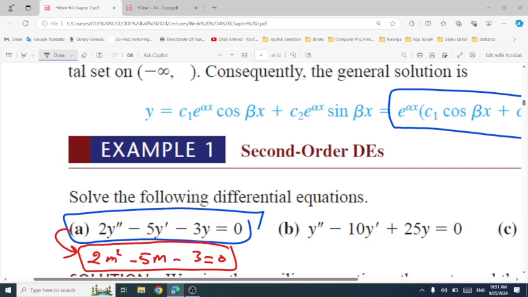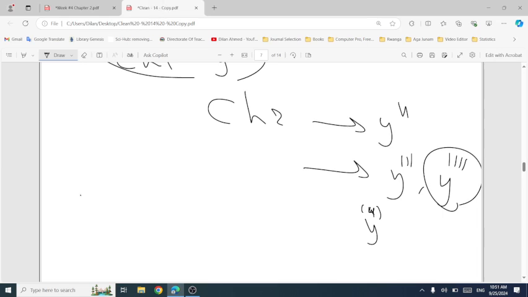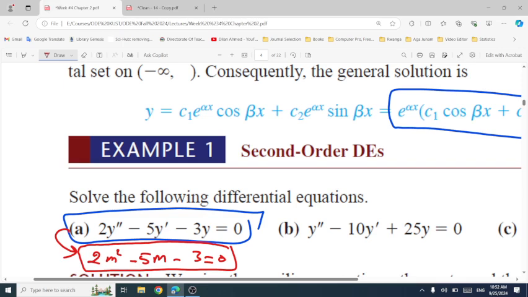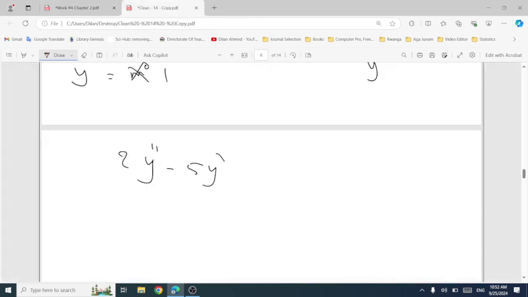Did you get it, guys? What did I do? I changed each y prime to m, y double prime to m squared, and y to m to the power 0, which is equal to 1, so nothing. Okay? So look here, we have 2y double prime minus 5y prime minus 3y equal to 0. So I'm going to change it to 2m squared minus 5m minus 3 equal to 0. Is that clear for you guys?